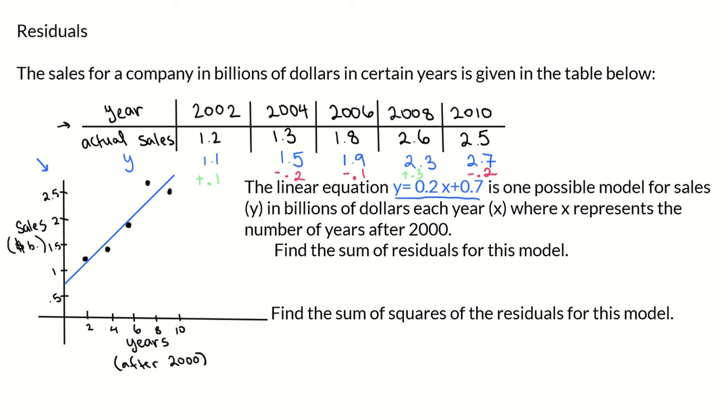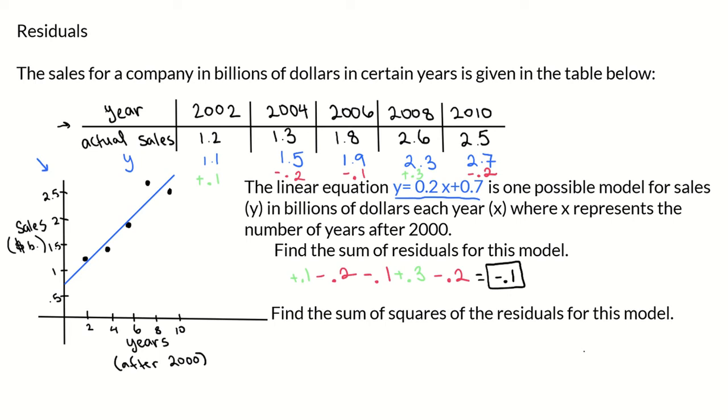So the sum of residuals is just taking each of these values, so plus 0.1 from 2002, minus 0.2 from 2004, minus 0.1 from 2006, plus 0.3 from 2008, and minus 0.2 from 2010, and adding all of those values together. So the sum of residuals for this linear model is negative 0.1, just adding all of those separate residuals together.